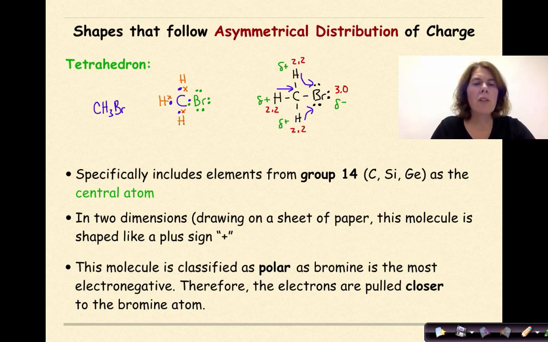So this will specifically include elements from group 14, including carbon, silicon, and germanium as our central atom. In 2 dimensions, like drawing on a sheet of paper, this molecule is shaped like a plus sign. This molecule is classified as polar, as bromine is the most electronegative element here. Therefore, the electrons are pulled closer to the bromine atom.